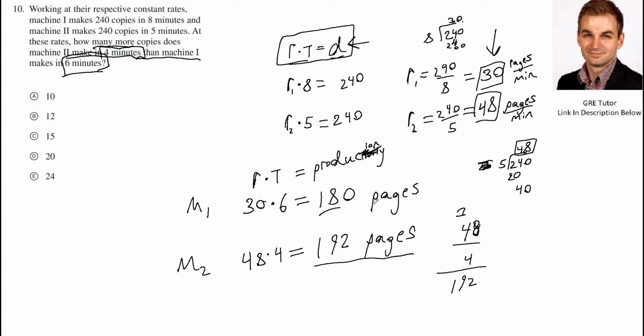Machine 1 can make 180 pages in 6 minutes. And they want to know how many more copies machine 2 makes. Alright, so let's take 192, subtract 180. And what do we get? We get 12. The answer is B.